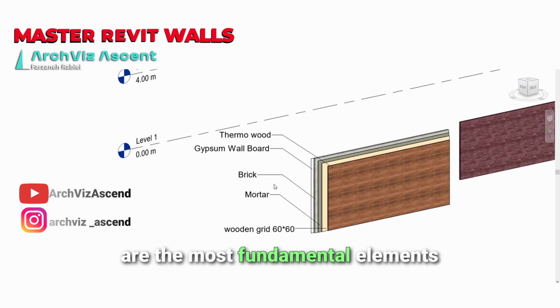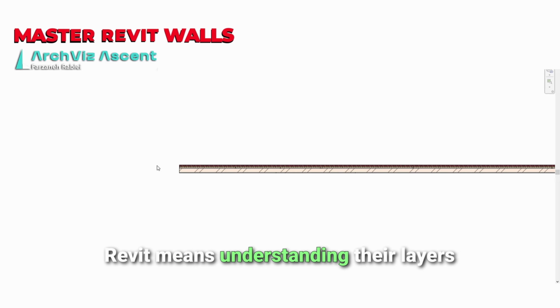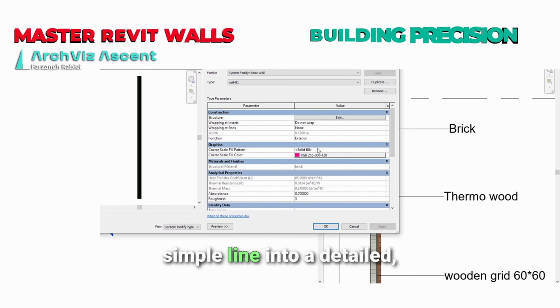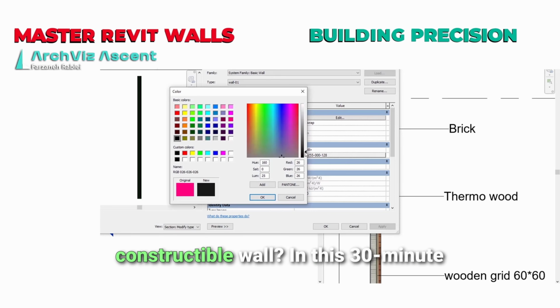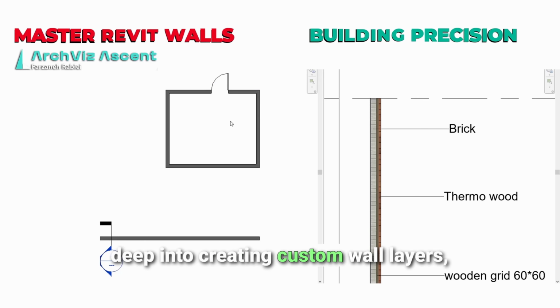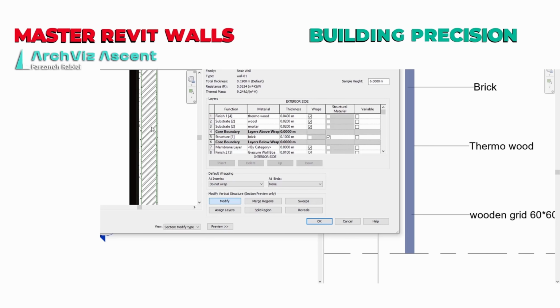Walls are the most fundamental elements in any building, but truly mastering them in Revit means understanding their layers and intricate details. How do you transform a simple line into a detailed, constructible wall? In this 30-minute tutorial, we'll dive deep into creating custom wall layers, applying materials, and even adding precise wall caps. Let's build some powerful walls.